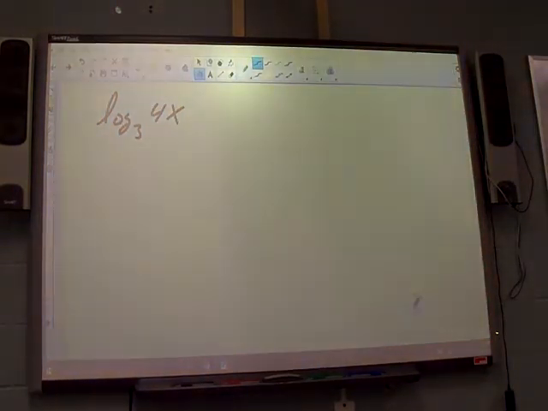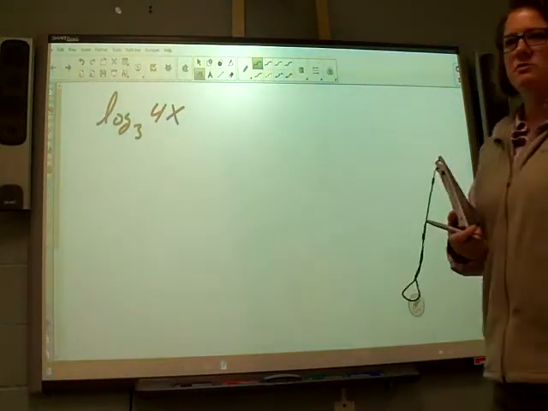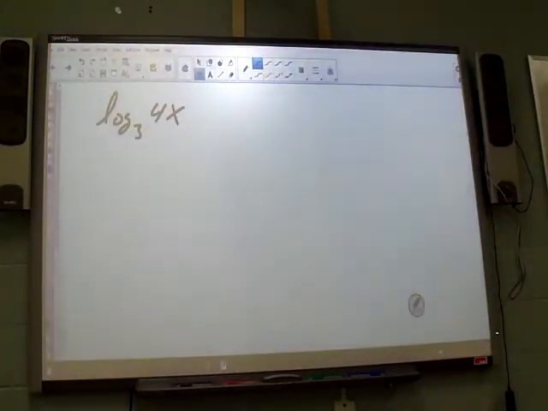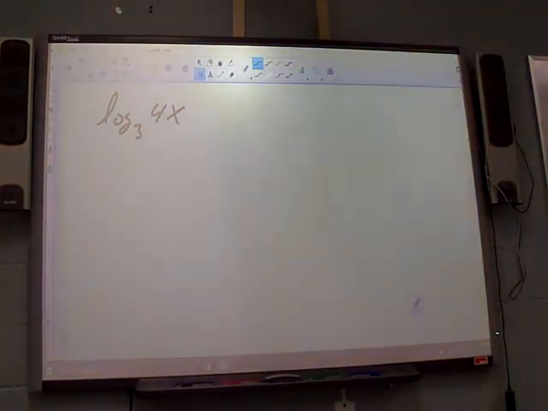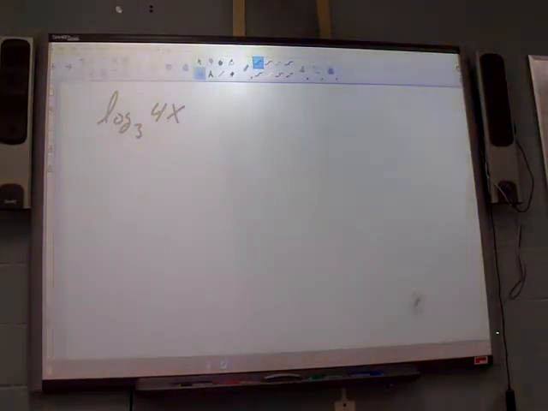You could say, let's rewrite it in exponential form, and you could, but you wouldn't be able to do anything more with it. Our directions now say to expand. The main two words you're going to hear me use today are expand or condense. Expand means make bigger. Condense means make smaller.